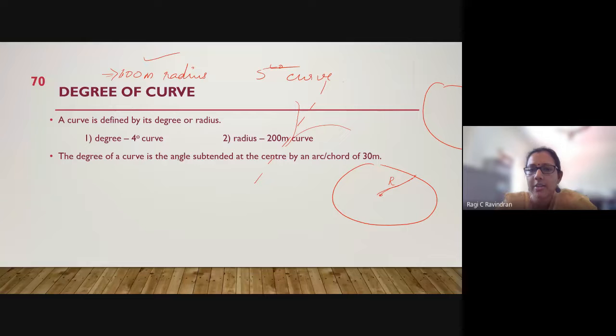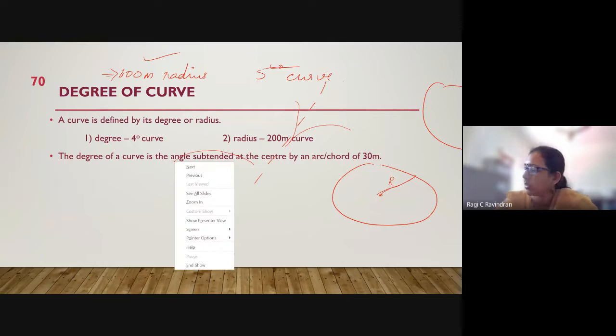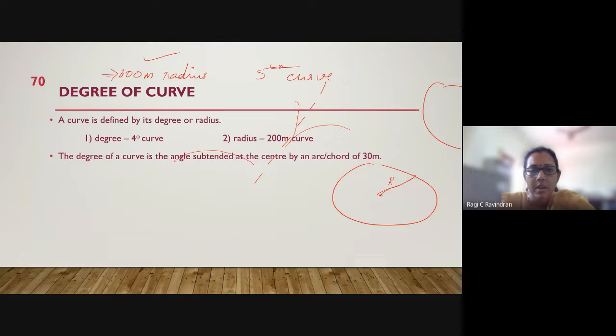Suppose you are considering an arc of 30 meter, and you can get the degree of the curve by the angle subtended at the center by this 30-meter arc. Similarly, if you are considering a chord of 30-meter length, the angle subtended at the center by this 30-meter chord is also known as degree.